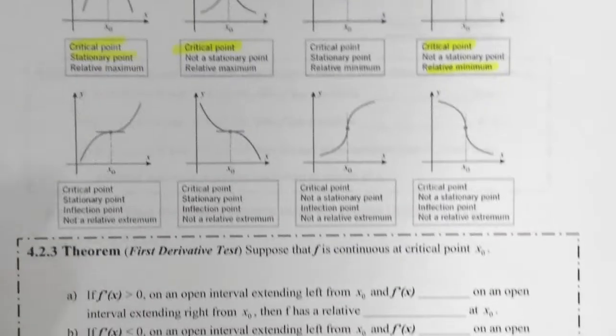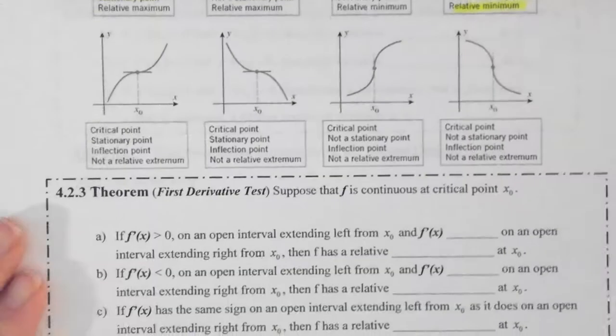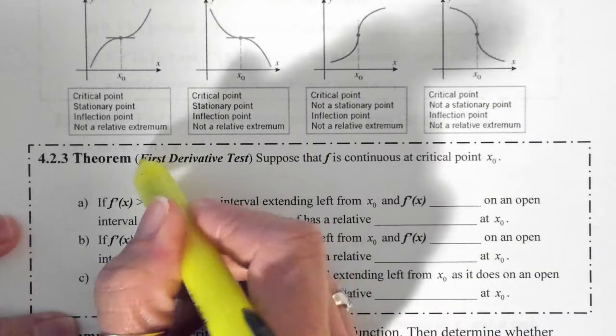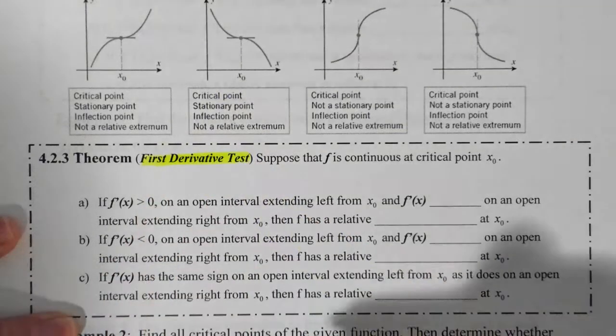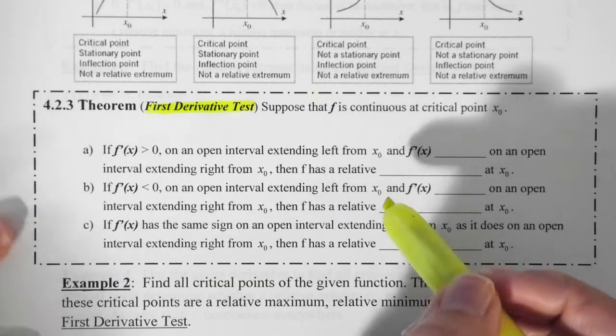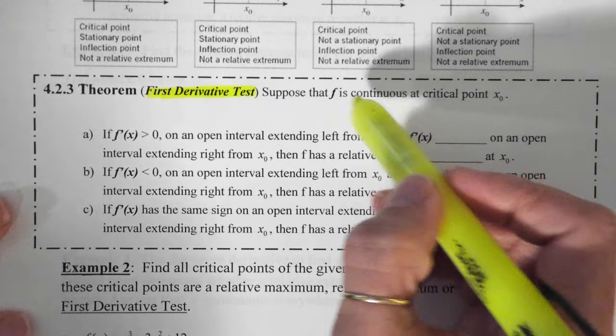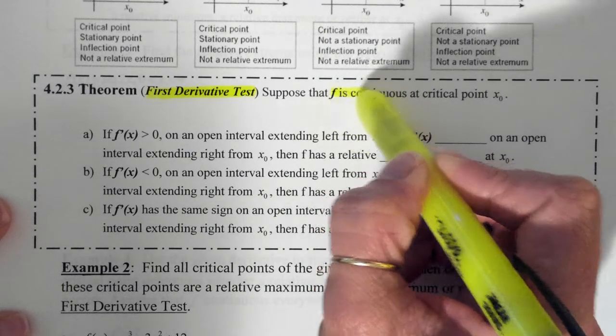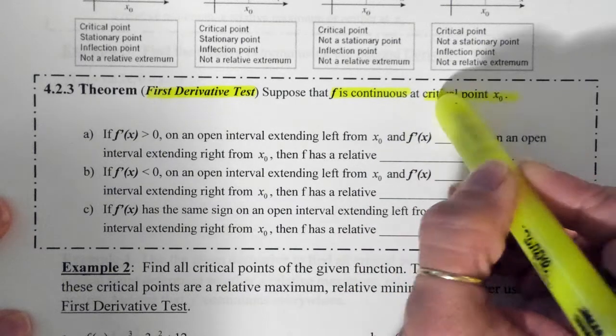So, what do we do if we're looking for critical points and we're trying to determine if a function is increasing or decreasing? So we have what's called a first derivative test. Okay, and in order to be able to use a first derivative test, you need to know that f of x is continuous at the given critical point. So that's what they're telling us.